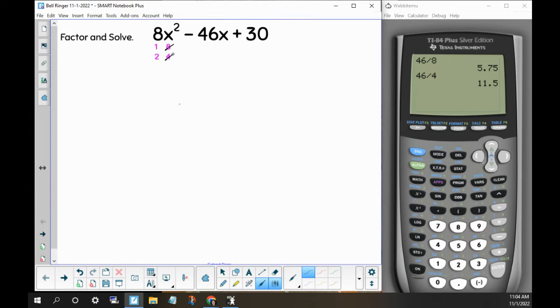Now, if I notice though, okay, 8, 46, and 30 are all even numbers, all right? And if I test that, I know that they will be divisible by 2. All right, so we got 23 and 15. So 2 is going to be our winner. And 2 times 23 equals 46. And what's our GCF going to be? 2.